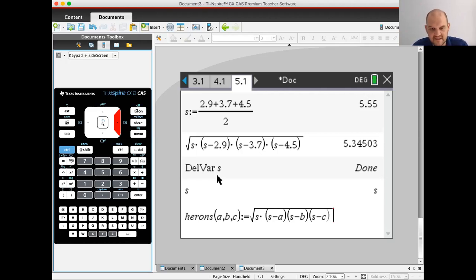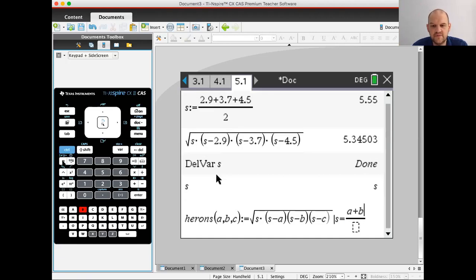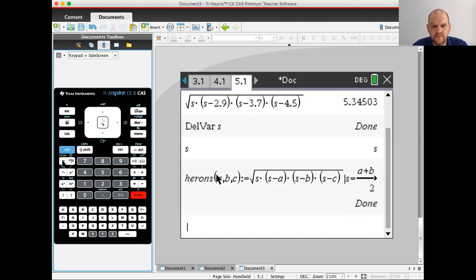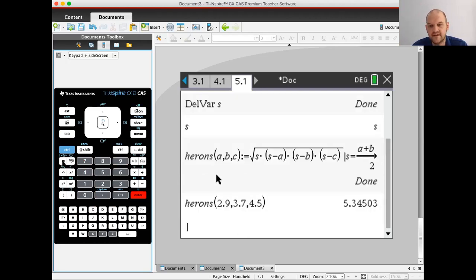I need to tell this thing what S is. I'm going to feed it A, B, and C, but it doesn't know what S is, so I'm going to use such that. Such that is control equals, then go one to the left: such that S equals a fraction, A plus B plus C divided by 2. All right, so I should be able to do Heron's of 2.9, 3.7, 4.5, and I get 5.345. Again, same answer.